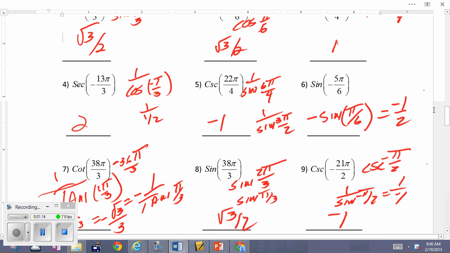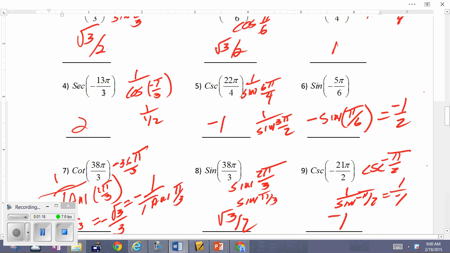Likewise, coming down here, negative 13 pi over 3, adding 12 pi over 3, or 2 full revolutions, I get cosine, and then of course the secant, so I make it 1 over the cosine of negative pi over 3. Negative pi over 3 swings me into the fourth quadrant, where the cosine is positive, so it's 1 over 1 half, as you can see, or 2.